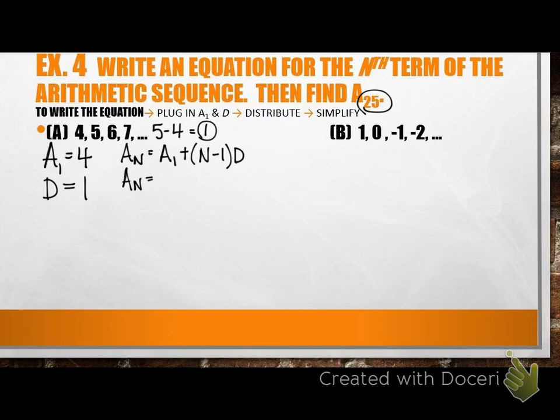What is the value of a sub 1? 4. So we're plugging it in. We found the first term of this problem was 4, so we're going to put that in place of a sub 1. Now we bring down the plus n minus 1. That won't change. And what did we find the common difference was? 1. Okay? Now, step 2 says distribute.